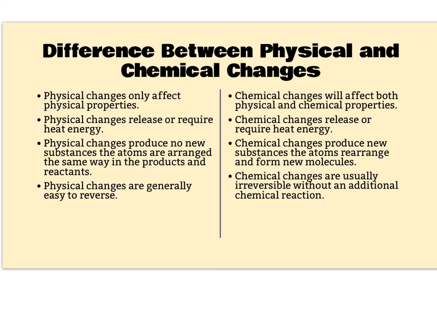Physical changes produce no new substances. It's still the same material. The atoms are just arranged differently in a solid, liquid, or gas state. Whereas in a chemical change, something new is being produced, and the atoms rearrange to form new molecules. Physical changes are generally easy to reverse, whereas chemical changes are generally irreversible.